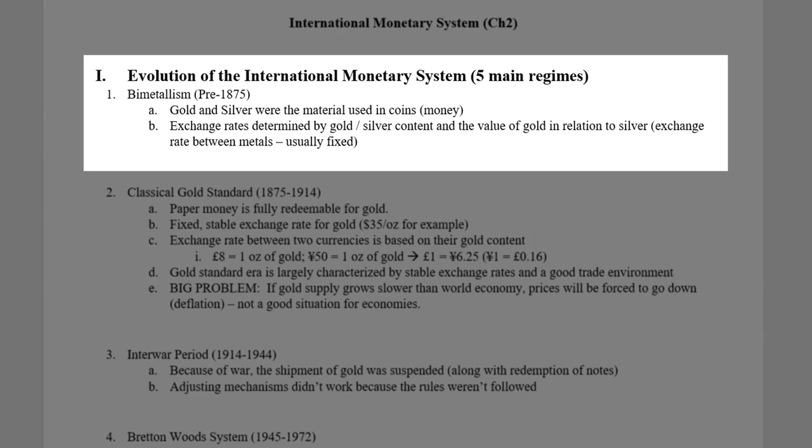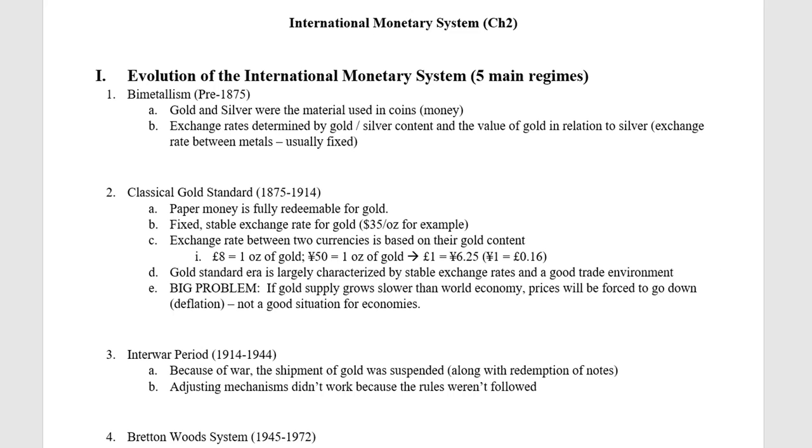And obviously, if the proportions were different, like if the British pound was 1/10 of an ounce and the US dollar was 1/20th of an ounce, now we have the weight content being different, and it would take a whole lot more dollars to get a pound. So that's the main idea with bimetallism, the second point, that exchange rates were determined by the relative content and the relative value of the gold and silver.